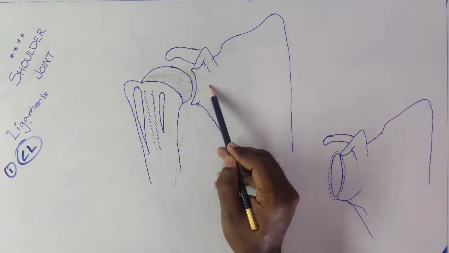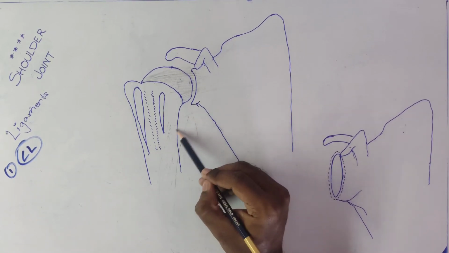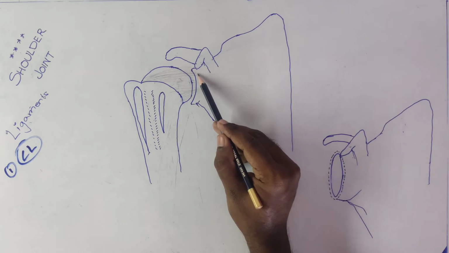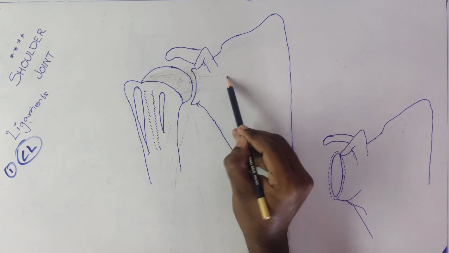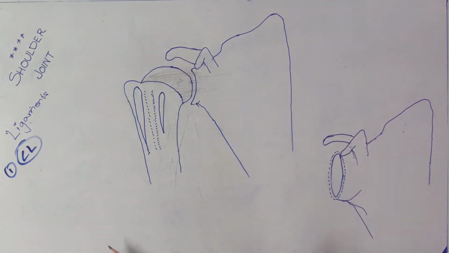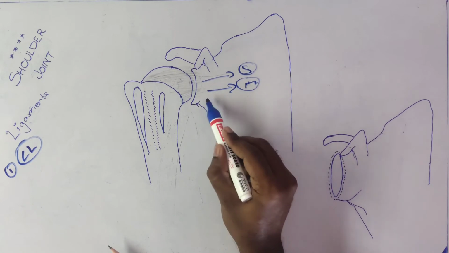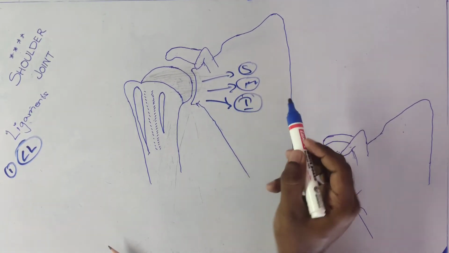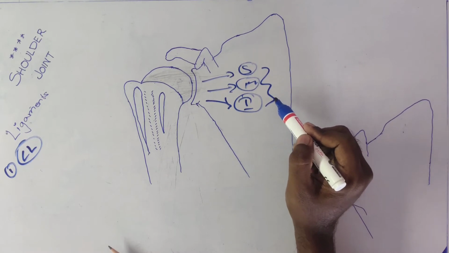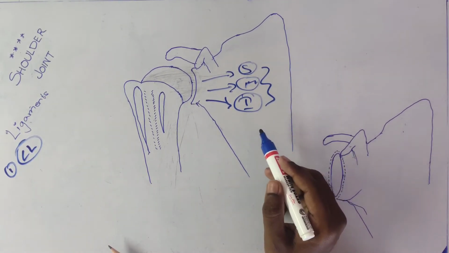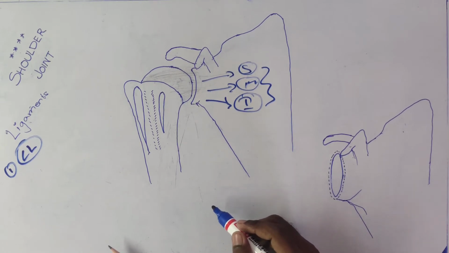Anteriorly, the capsule is reinforced by supplementary bands. Here we can see the three supplementary bands: superior, middle, and inferior. These three bands reinforce the anterior part of this ligament. Reinforced means additional strength.